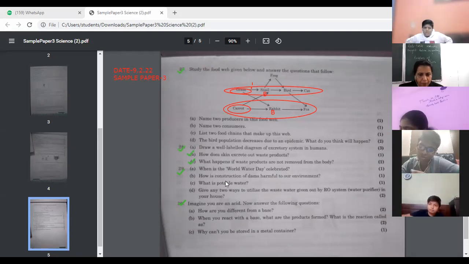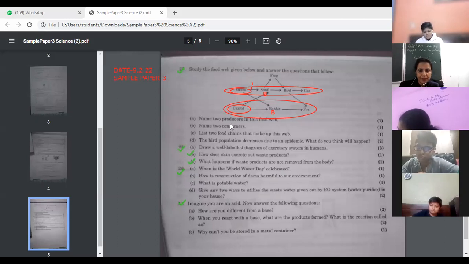Yes, ma'am. We have to construct the dam, so deforestation occurs. We have to cut most of the trees for constructing the dam. Okay, so we have to clear the forest for the construction of dams. That's why it is going to harm our environment.